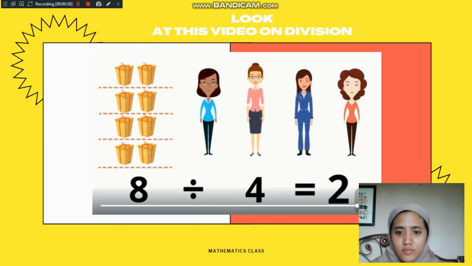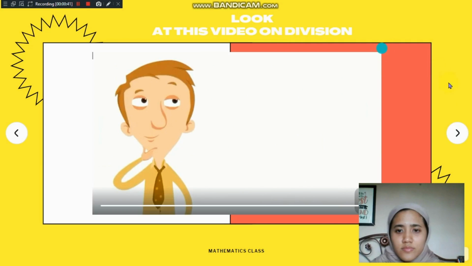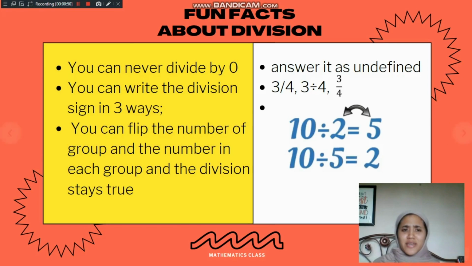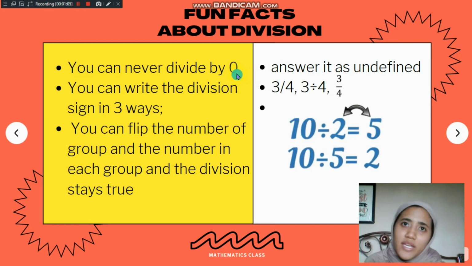Isn't that cool? Division is so much fun and it's so easy. Remember, division is splitting a number up by any given number. That's it. Now I'm going to tell you some fun facts about division. Okay, division can never divide by zero. So whenever you see a question that asks what is 4 divided by 0, the answer is always undefined. You can divide a number by itself and it will become 1.